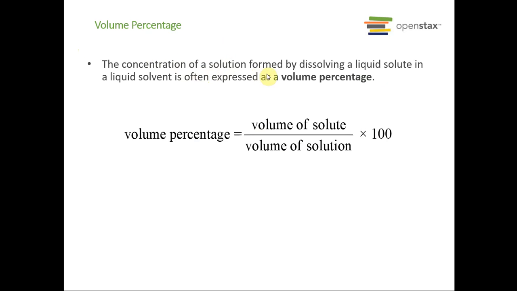The concentration of a solution formed by dissolving a liquid solute in a liquid solvent is often expressed as a volume percentage. Now you're going to see these volume percentages on alcoholic beverages, typically, like beer and whiskey. Beer is typically 5% by volume, they'll say on the label. And things like whiskey are also percent by volume, but they give another term, proof, and proof is actually percent by volume times 2.